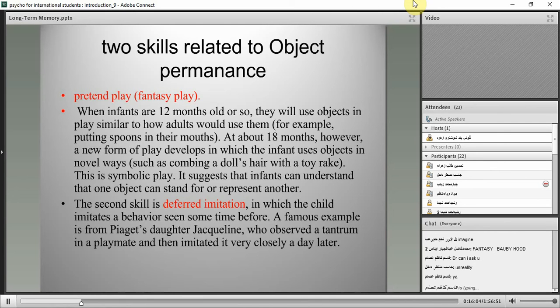Like combing a doll's hair with a toy rake. This is symbolic play. This means that infants can understand that one object can stand for or represent another. For example, I see that some kids use the pen or the pencil in order to copy the adults. Of course, it is not a good thing to do, but they pretend that they are smoking, for example. They put it on their lips and do so.